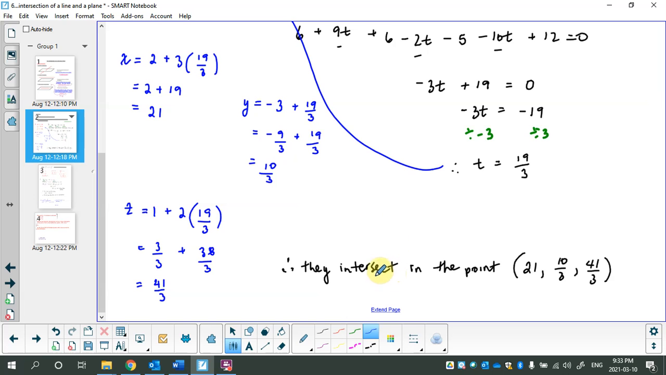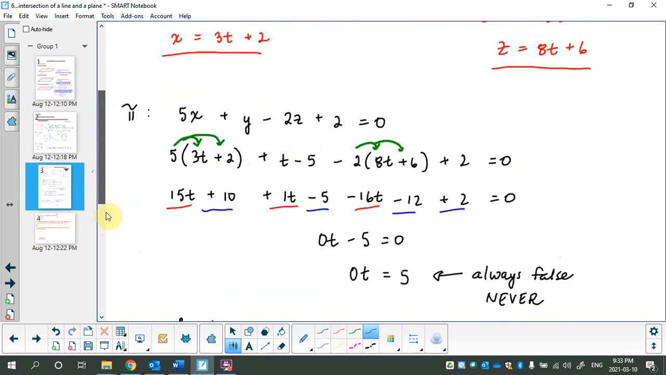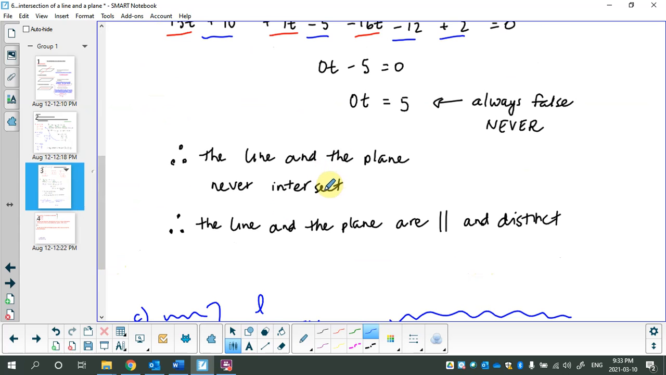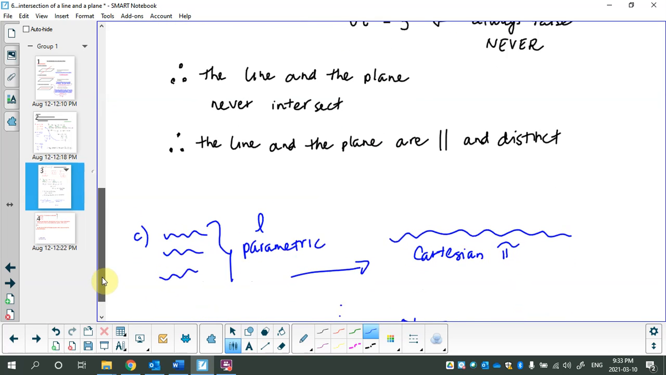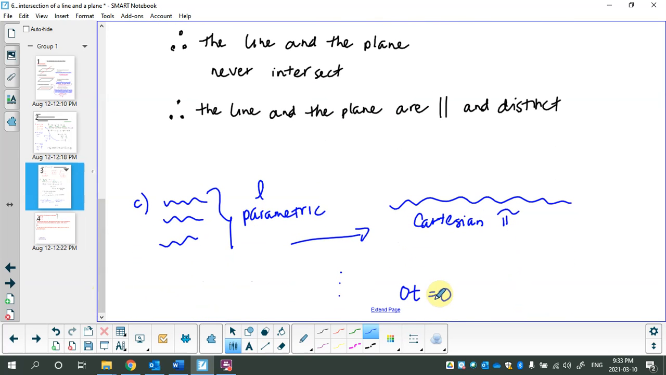It's specific. It says that the line and the plane intersect in a point, and that's what the point is. And this one is that the line and the plane never intersect, and that looks like the line and the plane are parallel and distinct. So what kind of therefore statement do you write when you end up with 0t is equal to 0? And when that happens, it's always true. Always true.